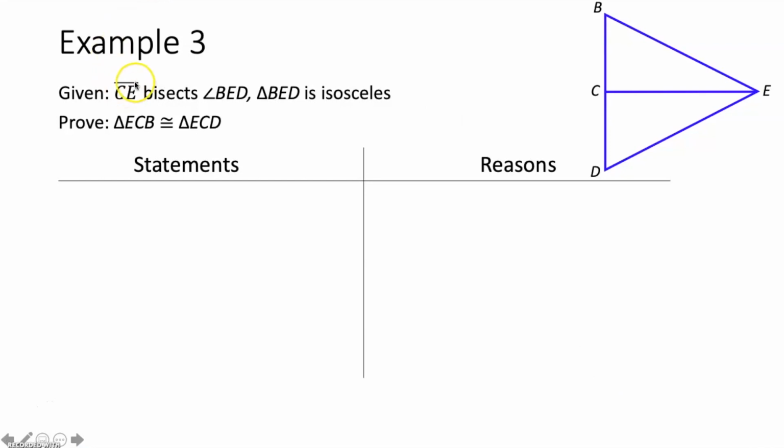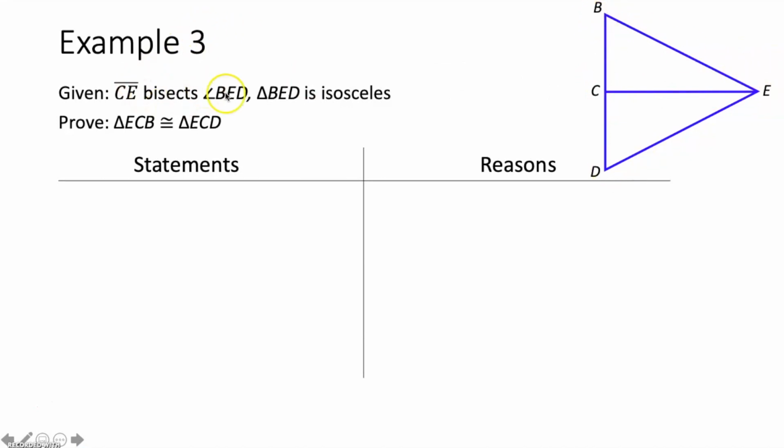Now, example 3 says, given segment CE bisects angle BED and triangle BED is isosceles, we're going to prove that triangle ECB is congruent to triangle ECD. So the first step in a geometric proof is to mark up the figure with the given information. So what are we given? We're given that segment CE bisects angle BED.